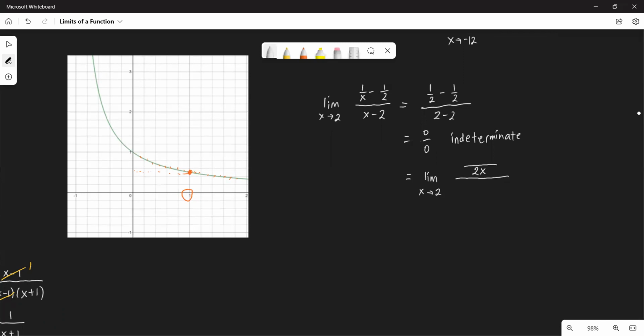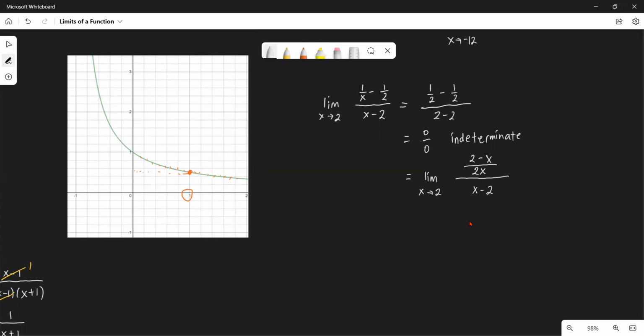The next step is to divide the LCD by the denominator of the first fraction, and then multiply it to the numerator of the first fraction. So 2x divided by x times 1, that's 2. Okay, and then minus 2x divided by 2 is x times 1, so that's x. And then just copy the denominator.